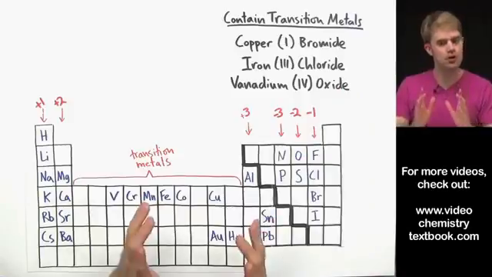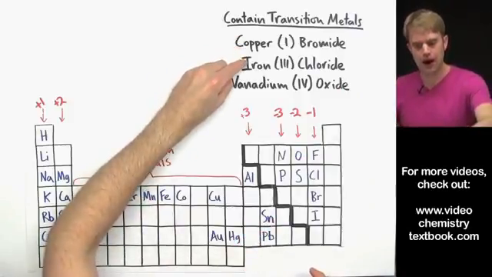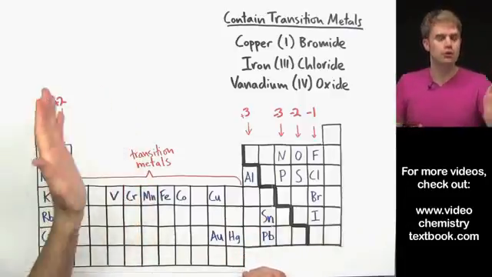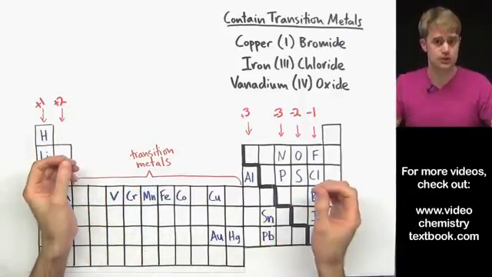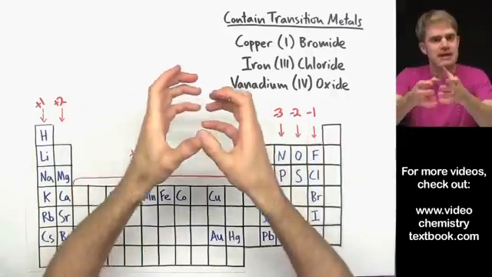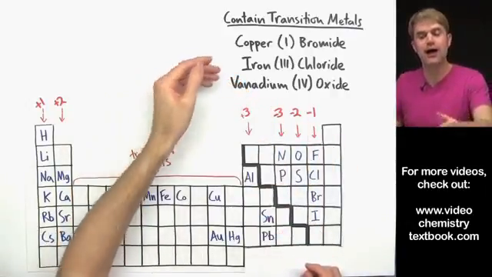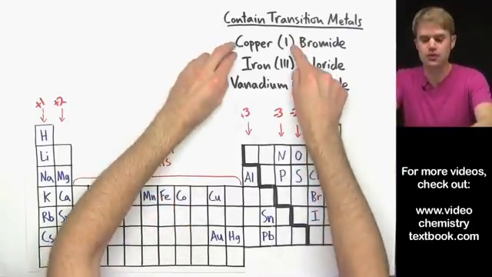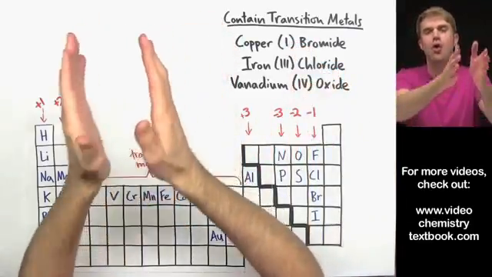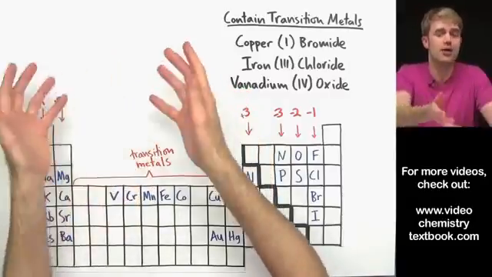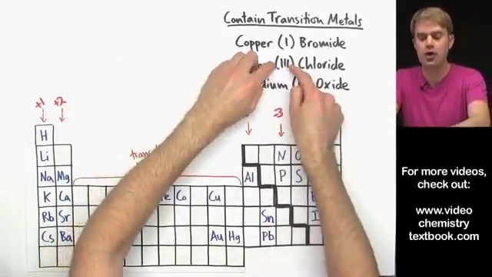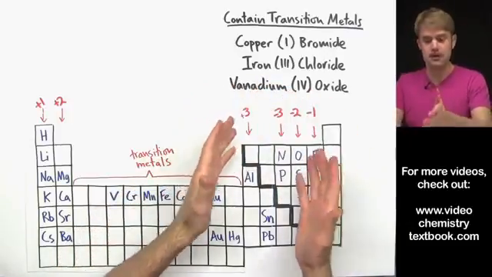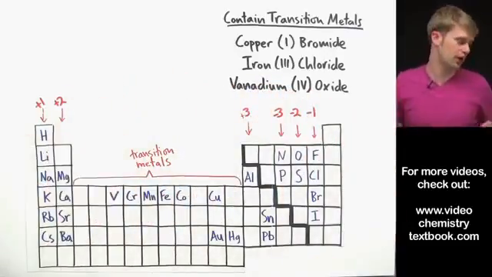And we use the Roman numerals because copper, iron, and vanadium are transition metals, which means that they can make multiple ions with different charges. So we kind of need to pin down the specific ion that we're talking about in each one of these compounds, right? So we put this 1 here to say we're talking about copper 1+, because copper could make other ions. We're talking about iron 3+ here. We're talking about vanadium 4+, because they could be a variety of different ions.